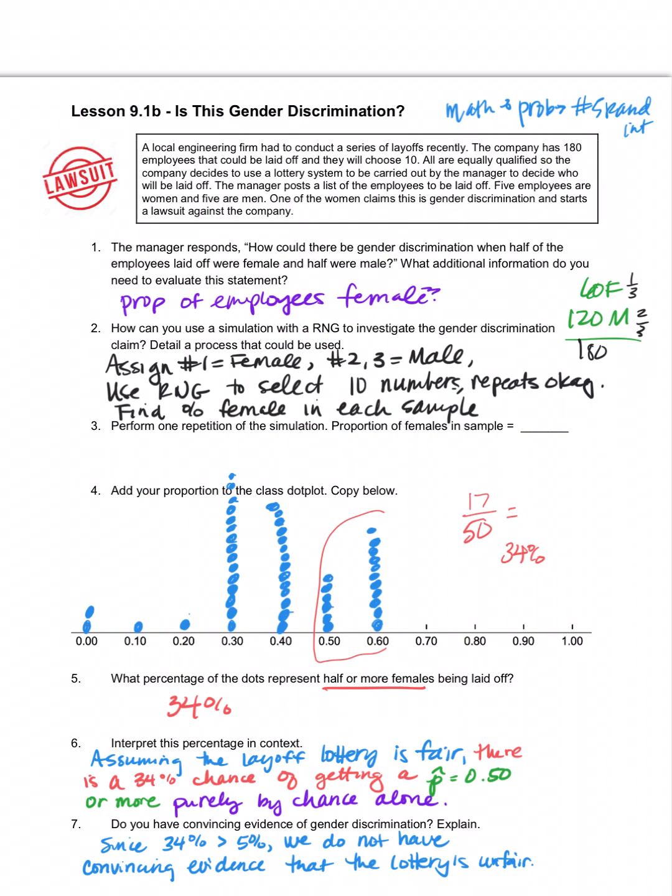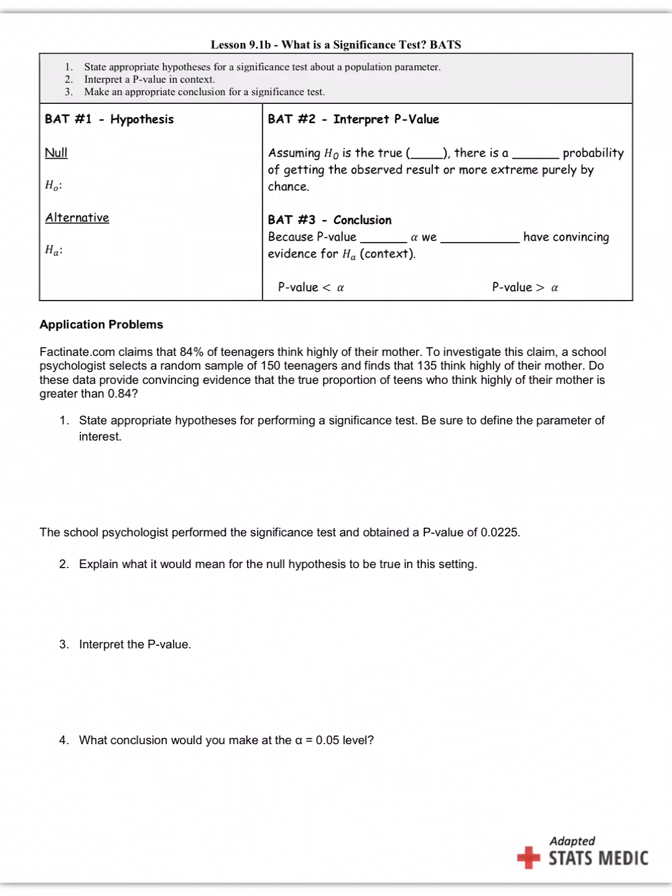Now, we haven't actually written a null yet or an alternative, but we're about to. It's not hard, okay? You've done it logically, you just got to throw a symbol at it. You ready for the next page? Look at this. Okay. It's okay. It's really not that bad.